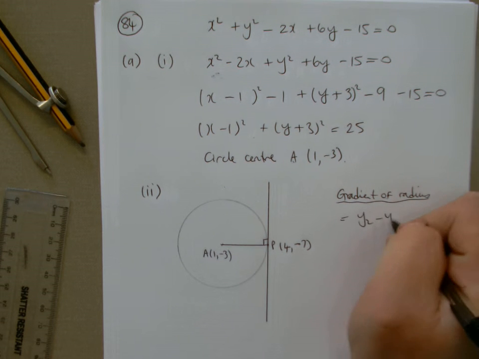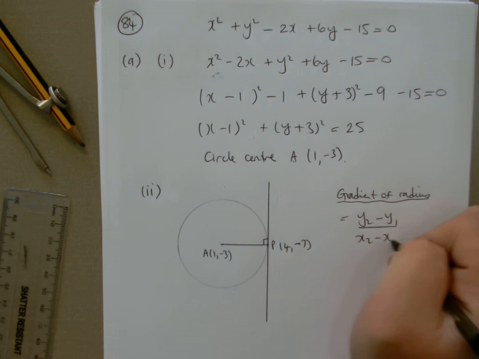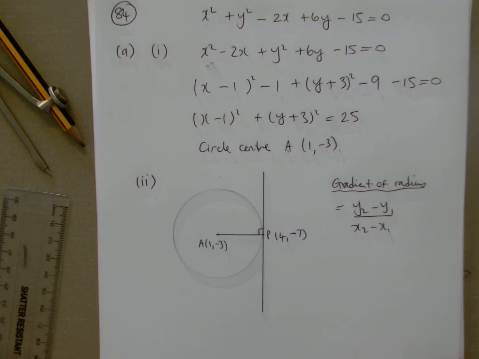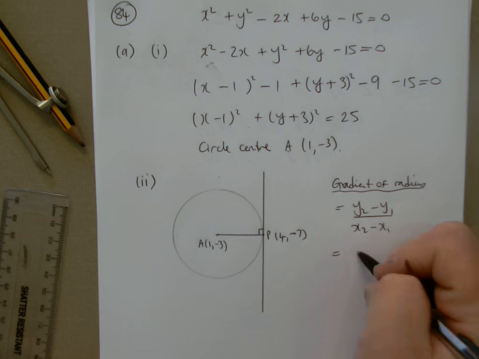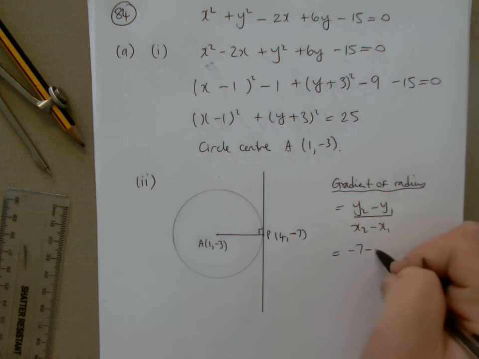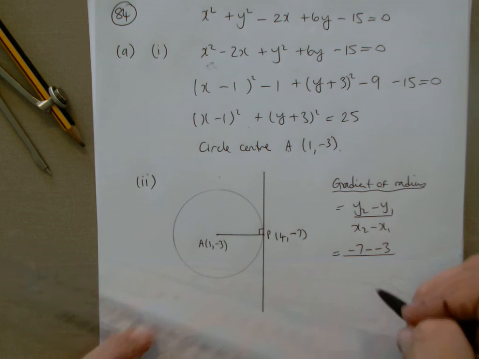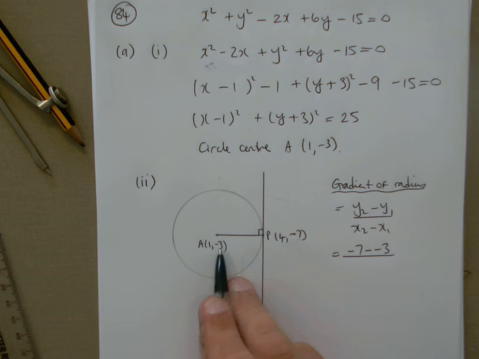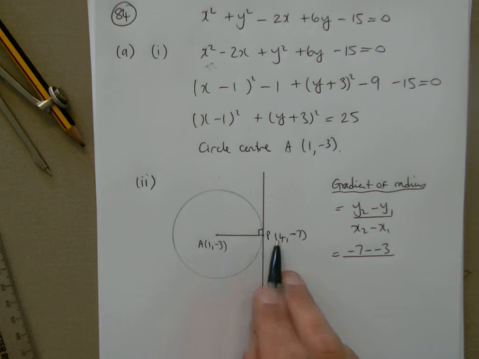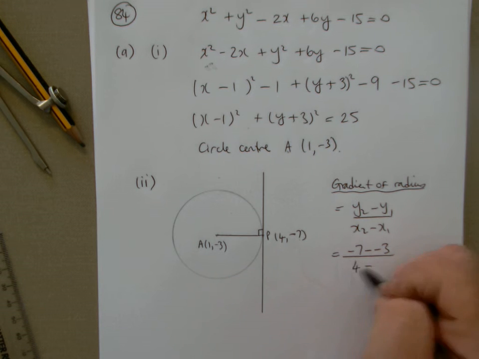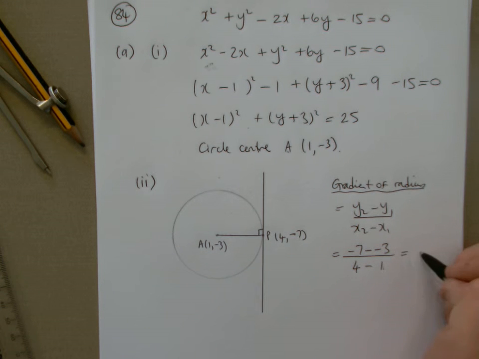So this will be y2 minus y1 over x2 minus x1. So it'll be minus 7, take away minus 3, over, so that's x2, that's y2, that's y1, and then x2 is 4, take away x1, which is 1. So on the top you get minus 4, on the bottom you get 3.